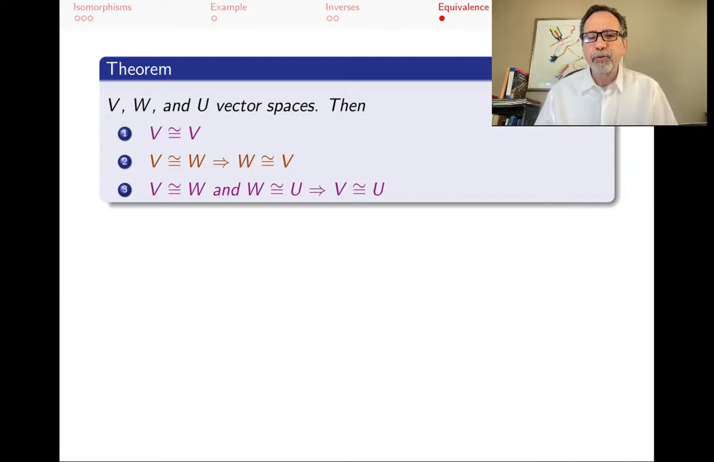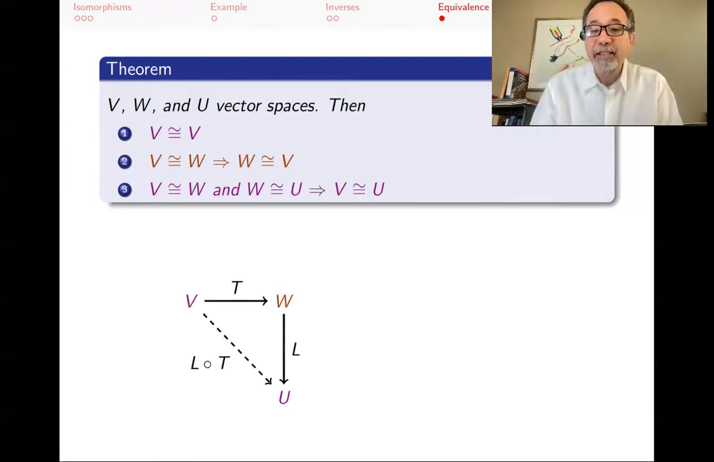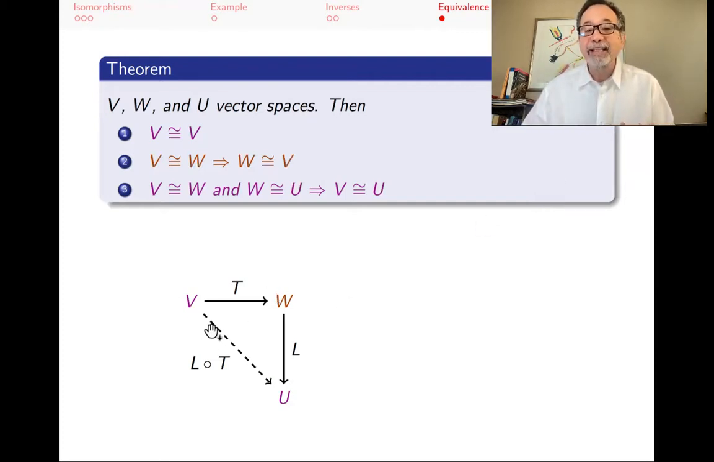So how do we prove that? Well, what does it mean to say V is isomorphic to W? That means there's an isomorphism from V to W. What does it mean to say W and U are isomorphic? It means there's an isomorphism from W to U. So maybe T is the isomorphism from V to W, and maybe L is the isomorphism from W to U. Then we have an irresistible urge to compose them and look at L circle T. L circle T is the map you get by doing T first and then L. The resulting map goes from V to U.